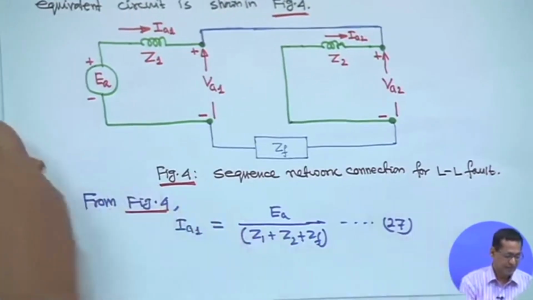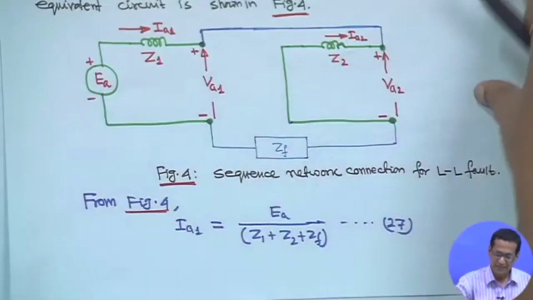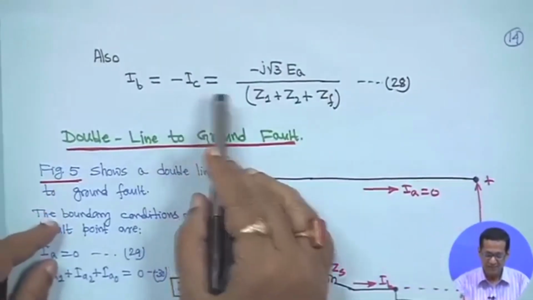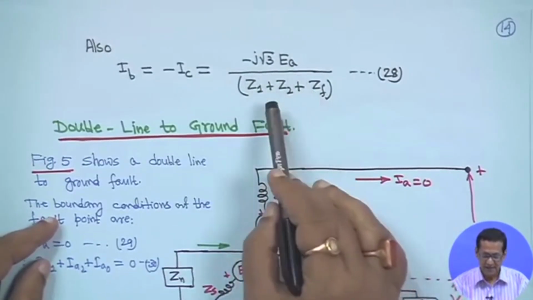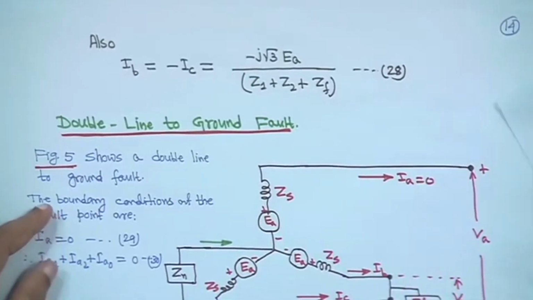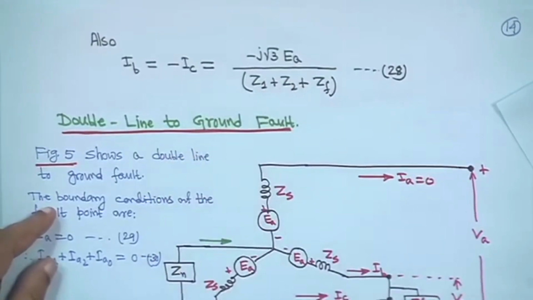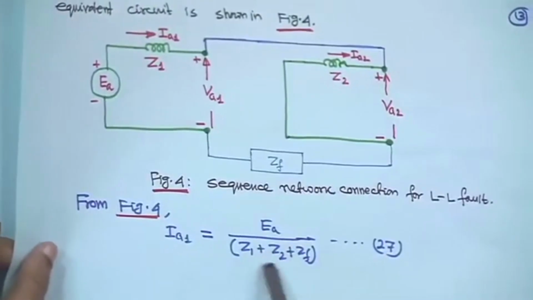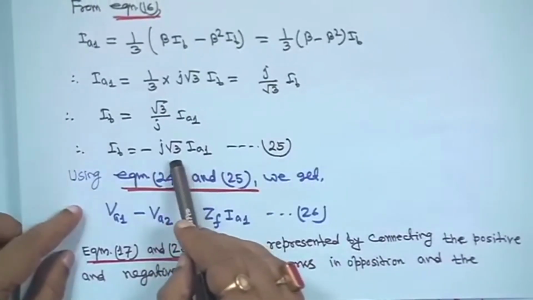And as it is a line to line fault, at the beginning we have seen that IB is equal to minus IC. IB can be written as minus j root 3 EA divided by Z1 plus Z2 plus ZF. This is the expression, because IA1 is equal to EA upon Z1 plus Z2 plus ZF, and the IB expression is minus j root 3 IA1.